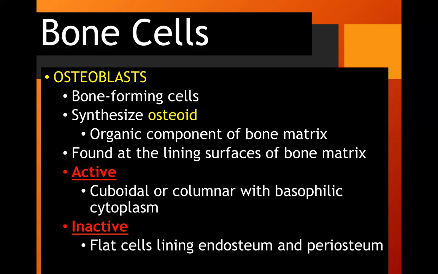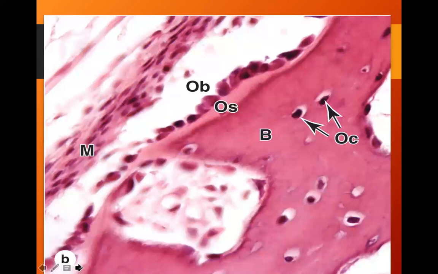The main difference is the shape of the cell. They are both osteoblasts, but the active osteoblasts are cuboidal or columnar in shape, while your inactive osteoblasts are squamous or flat cells. Like in this illustration, if you look closely at the characteristics of your osteoblast, they align. They are found at the lining. Now, these are all osteoblasts. The main difference of an active and inactive is their shape.